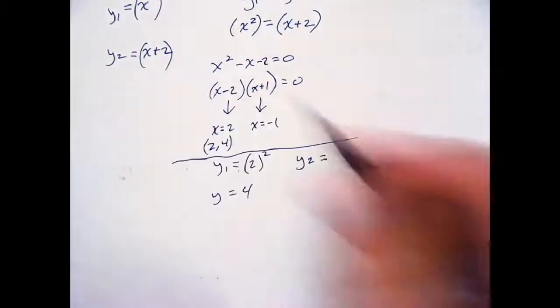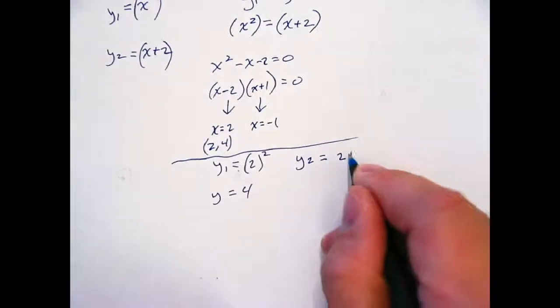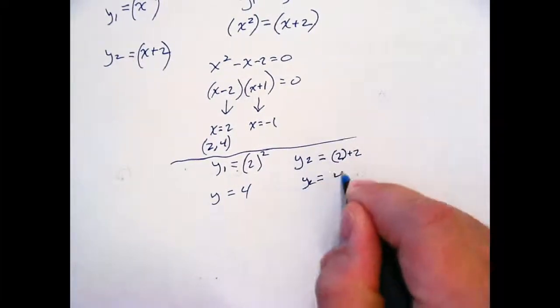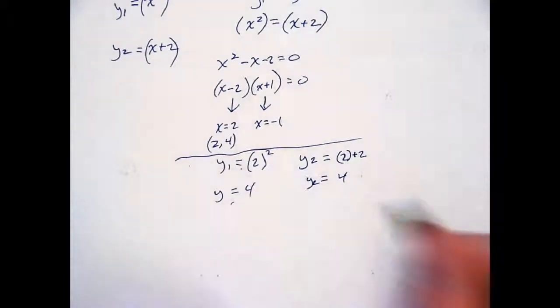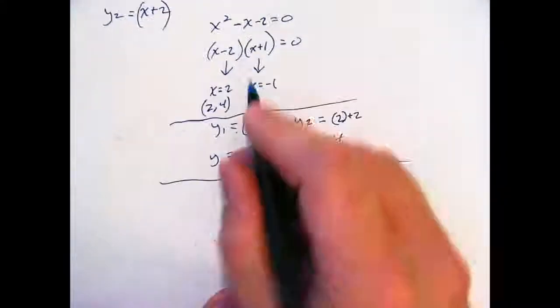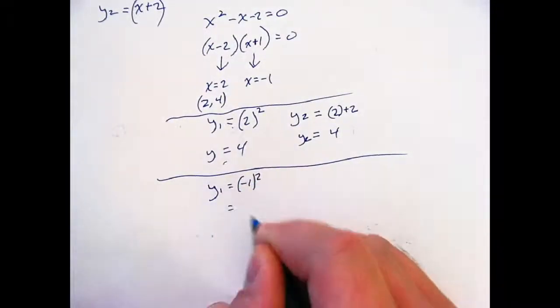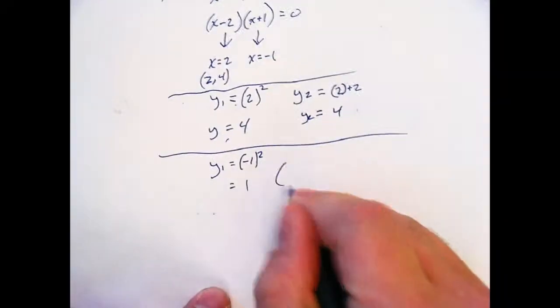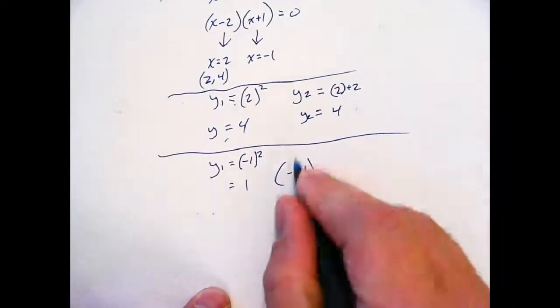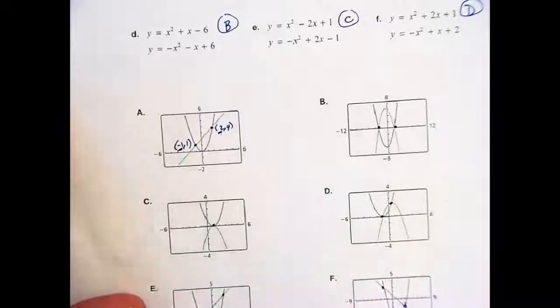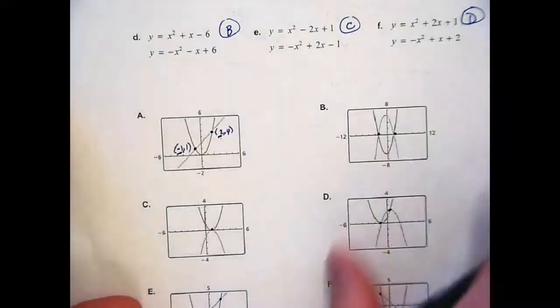You could use y sub 2 and put the 2 in there, right? 2 plus 2 is also 4. So either way, you get an output of 4, and the ordered pair 2, 4. Now I'm going to plug this negative 1 in. Y sub 1, negative 1 squared gives me an output of 1. So I get the ordered pair negative 1, 1. That's the second solution. We already know those are the solutions because they're the ones we got right there, but now we solved it algebraically versus having to graph it.